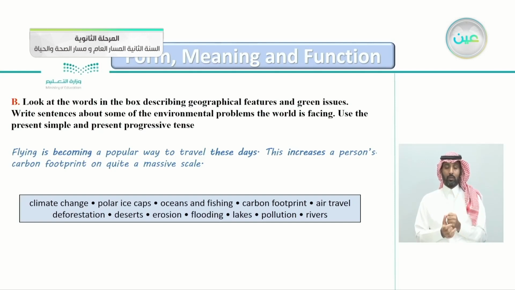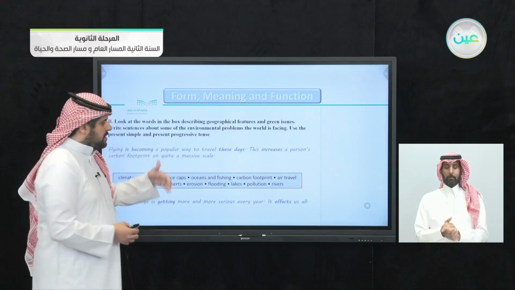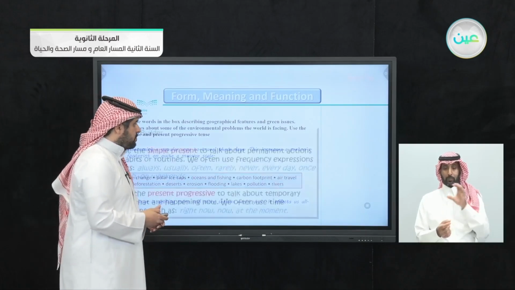We are just going to take one here. For example, you can say climate change is getting more and more serious every year because it affects us all. Again, climate change, I'm talking about climate change here, is getting more and more serious every year. It affects us all. So I use the present progressive and the present simple. And you can continue with all of them.